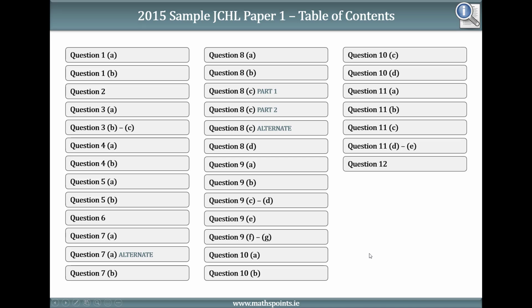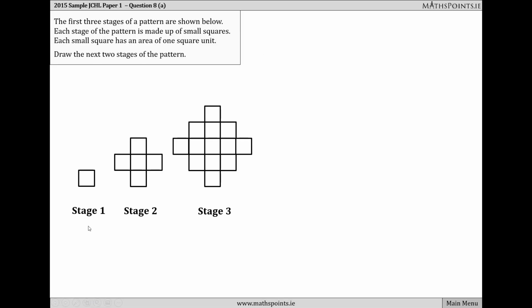So let's have a look at this patterns question from the 2015 Junior Cert Higher Level Sample Paper 1. It's question 8, and we've been given the first 3 stages of a pattern and asked to draw the next 2. Most people don't find too much difficulty in a question like this where you have to draw subsequent stages in a pattern, but because of the large number of boxes in this question, it can get a little difficult, especially when it gets to stage 5.